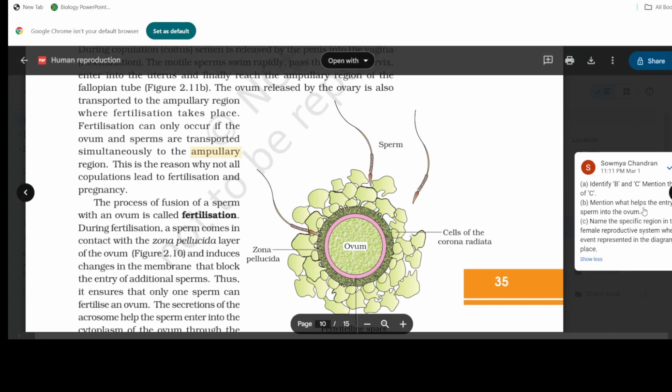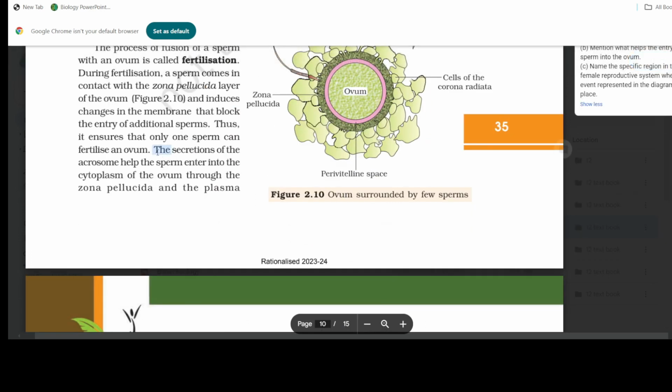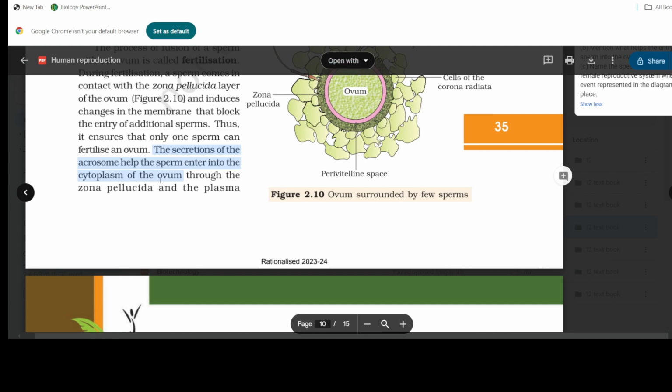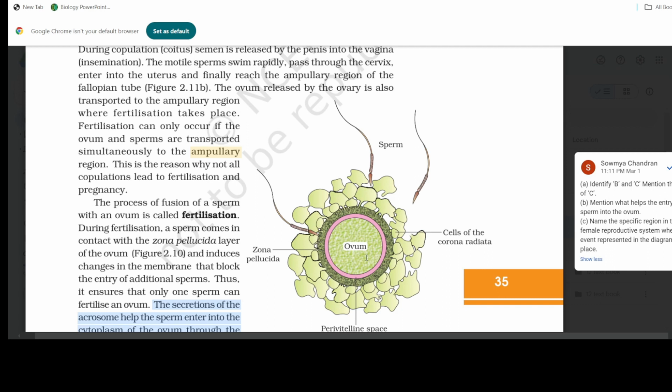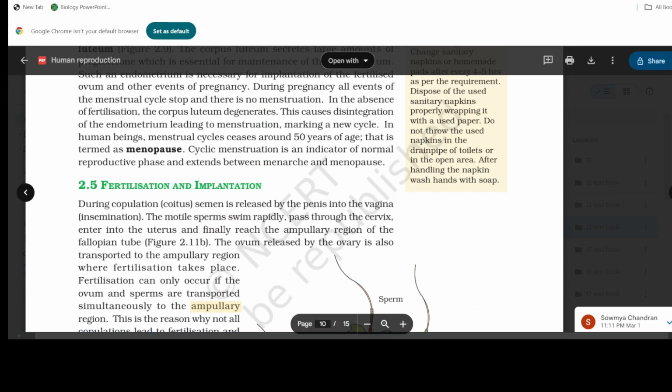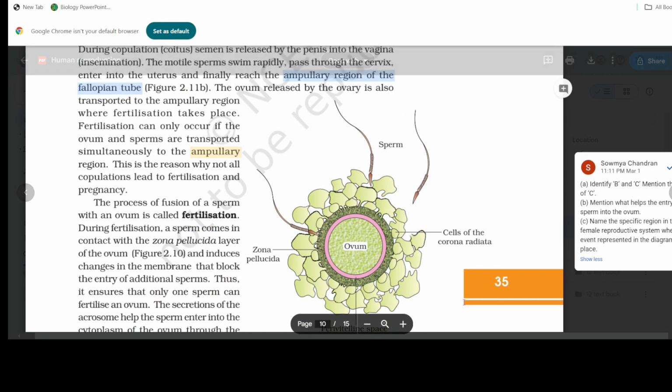Clear? Now mention what helps the entry of sperm into the ovum. That's the next sentence: the secretion of the acrosome helps the sperm to enter into the cytoplasm of the ovum through the zona pellucida and plasma membrane. Next question: name the specific region in the female reproductive system where the event represented in the diagram takes place. What is the event represented here? It is the process of fertilization. Where does it occur? It occurs in the ampullary region of the fallopian tube.